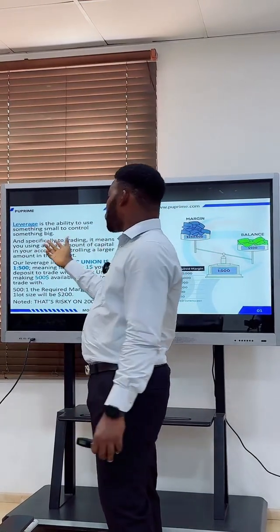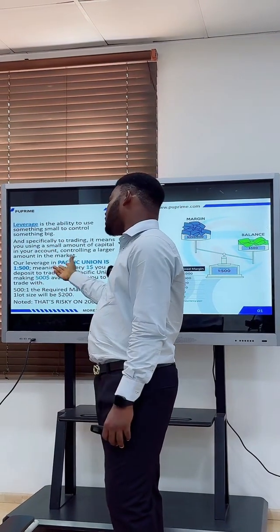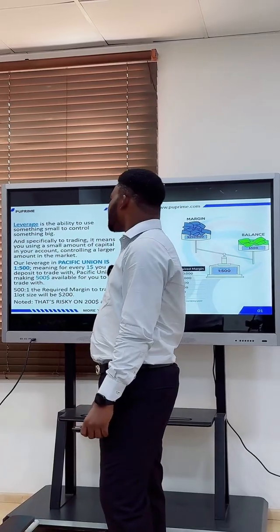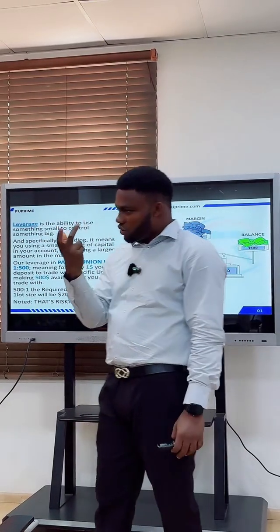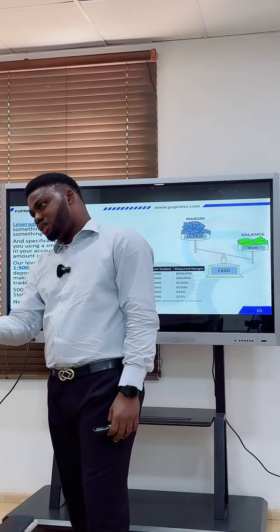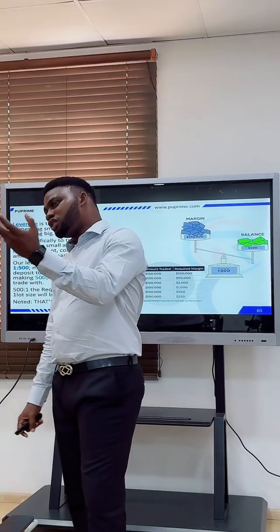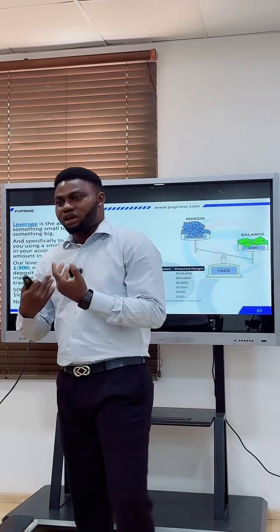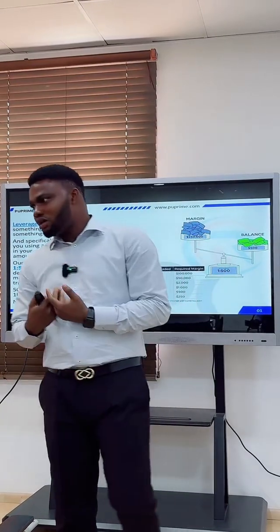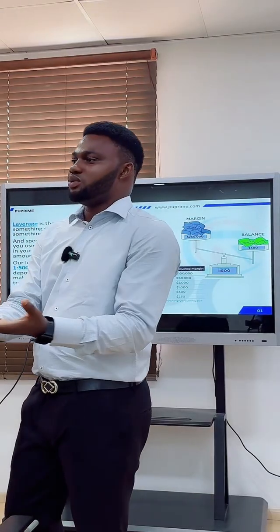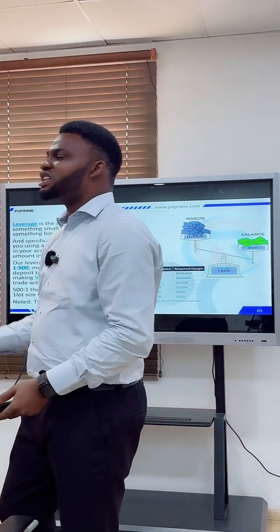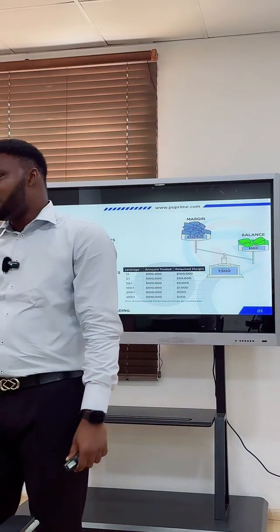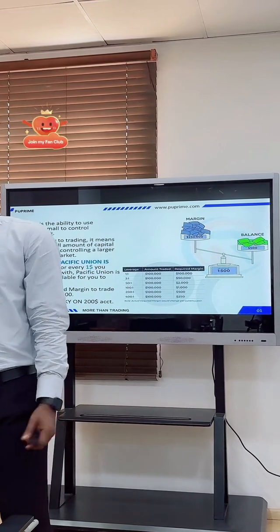Initially it was 1:500, but now it is 1:1,000. That's the leverage we use at the moment. It simply means we are using something small to control something big. The money you put into the account with PU Prime is multiplied by 1,000 in the market, and that is how it can make a presence in the market. That's just what it is.